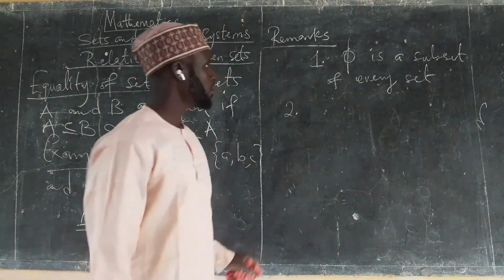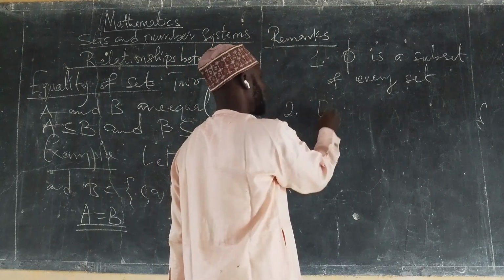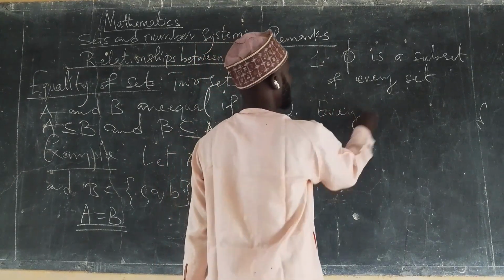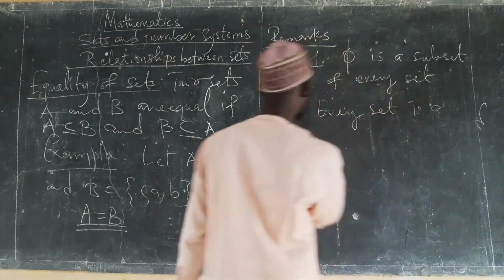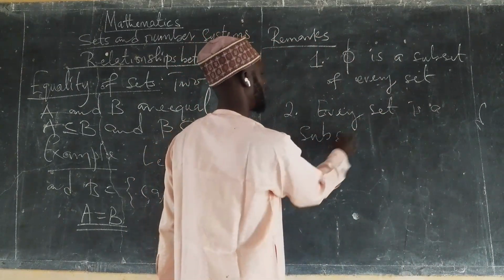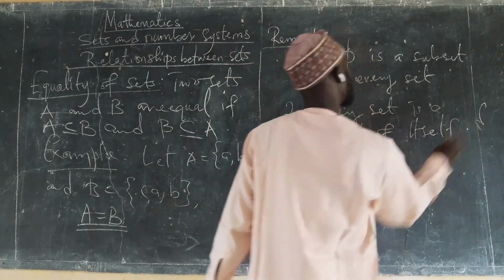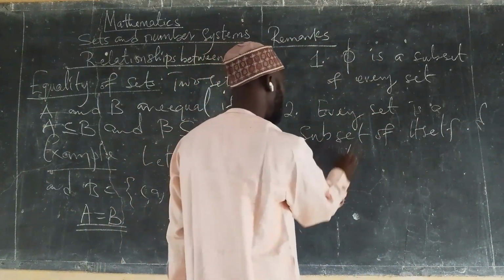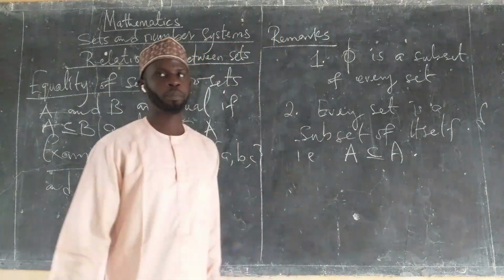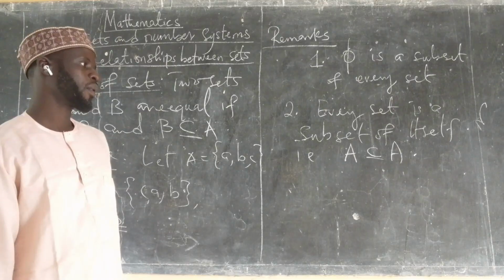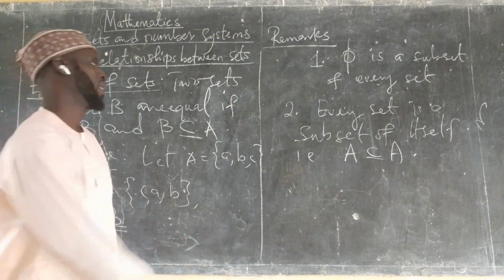2. Every set is a subset of itself. That is, if A is a set, then A is also a subset of A. If B is a set, then B is also a subset of B.